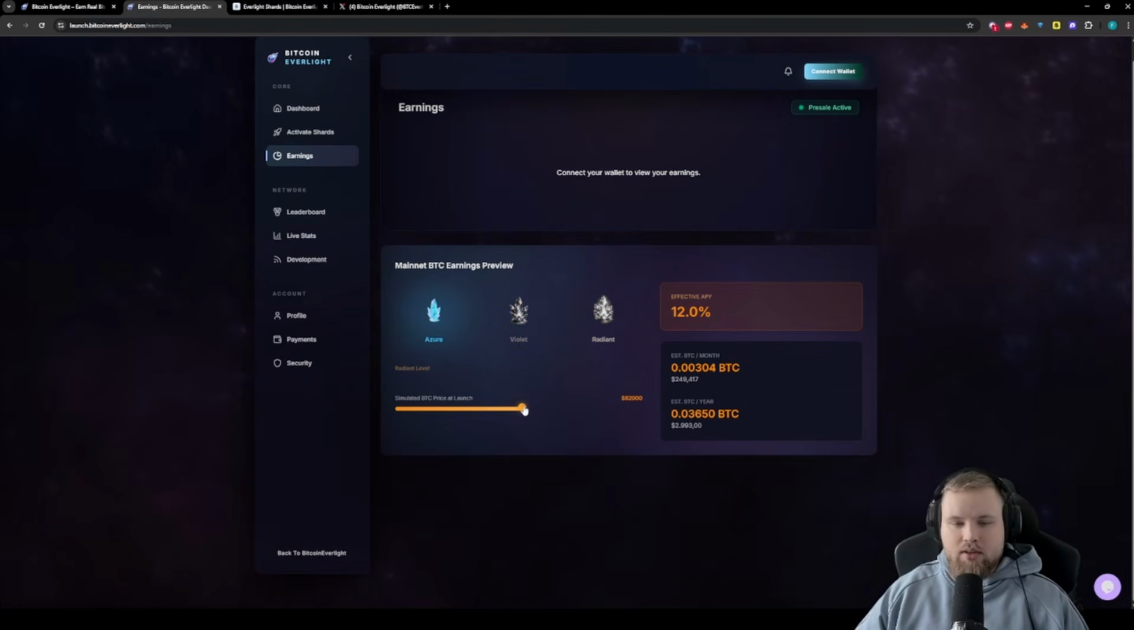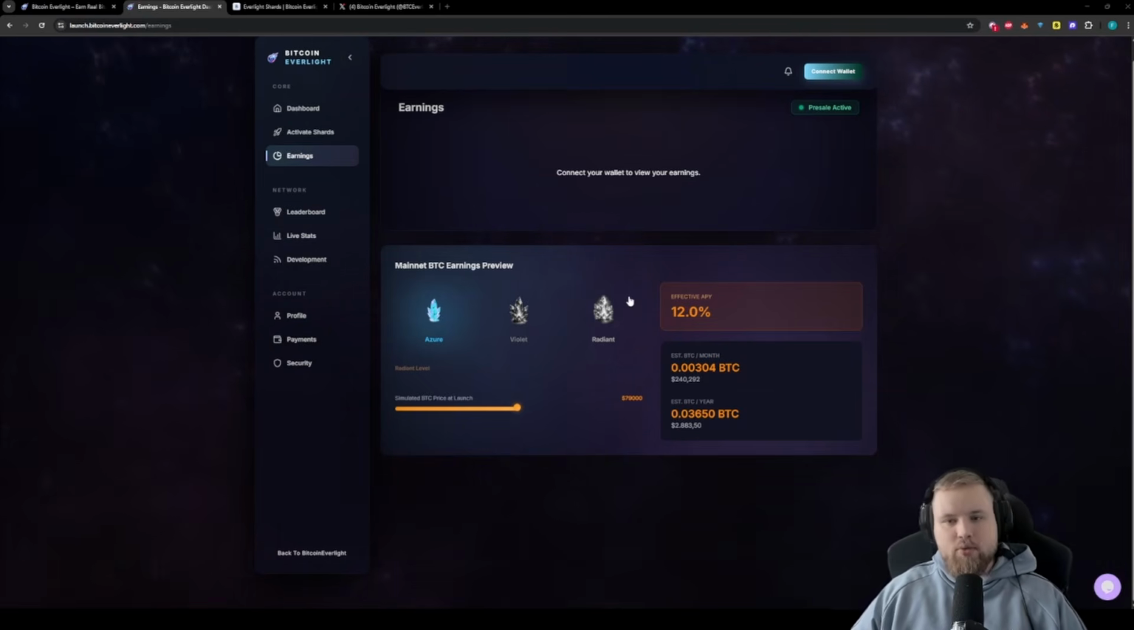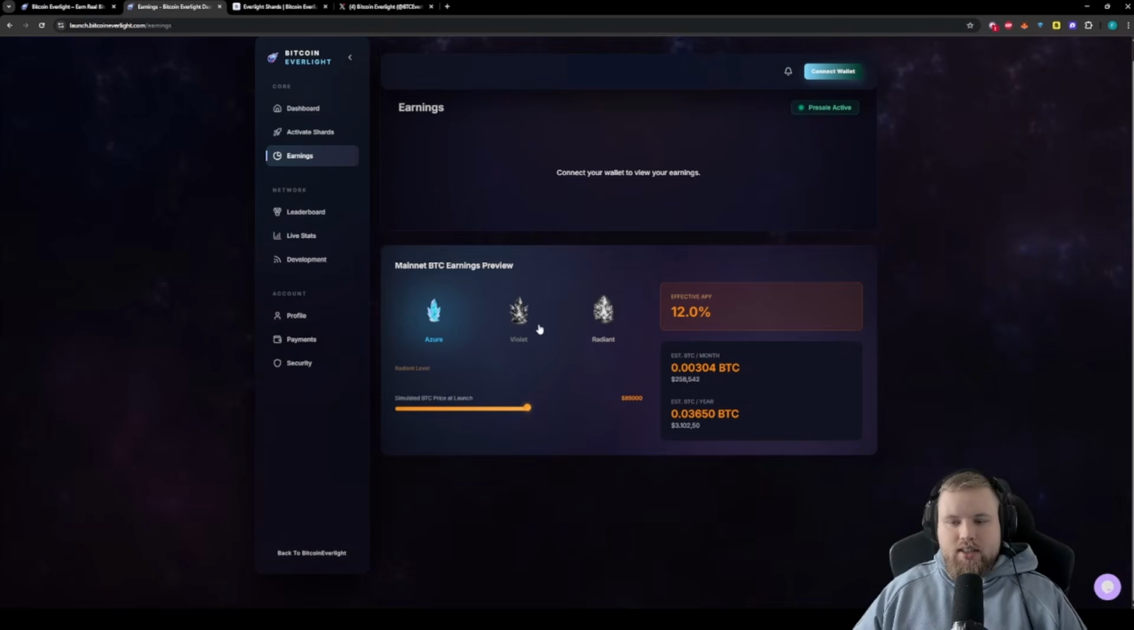I think it's good to talk about it. So if we say simulated Bitcoin price at launch, so launch will be on July the 19th of 2026, maybe a bit earlier if the project sells out fast, but that's what they're aiming at. So let's say the price of Bitcoin will be at $85,000, and Azure is the tier. You will see estimated Bitcoin per month. You will earn 0.003 Bitcoins per month, meaning around $3,100 per year.